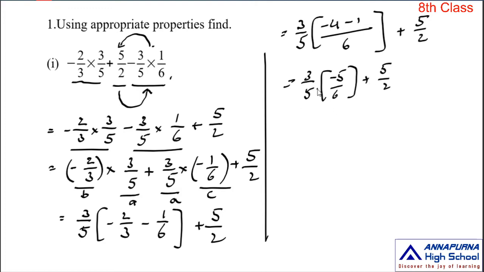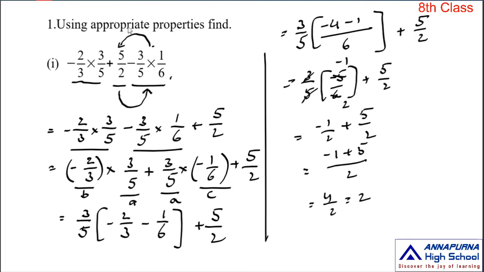Now simplify this. 5 fives are 5, 3 twos are 6. So it is equal to minus 1 by 2 plus 5 by 2. Denominators are same, so directly simplify the numerators. Minus 1 plus 5 by 2, it is equal to 4 by 2, it is equal to 2. So the value of this expression is 2. Okay, so this is the first one. To calculate this, which properties did we apply? Here we applied the commutative property with respect to addition, and here we applied distributive property of multiplication over addition.